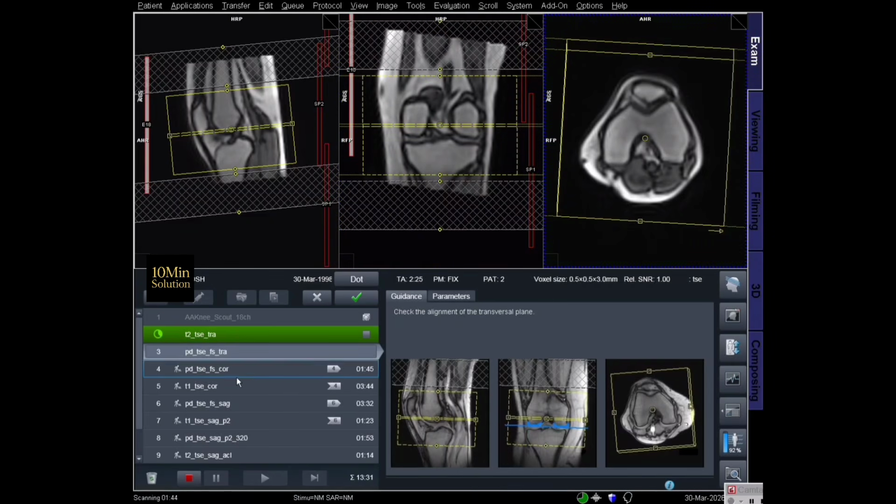So now we will plan the axial images. Look at the protocol: T2 transverse and PD fat sat. Now we will plan the T2 transverse. At first we open the protocol and planning. So axial planning will be on the sagittal and coronal images.